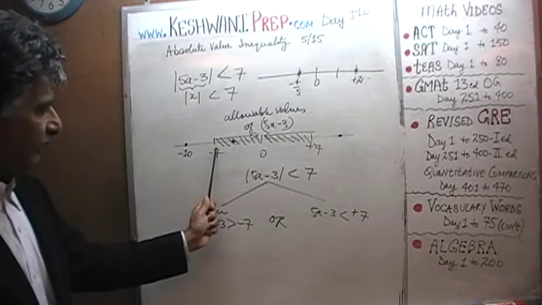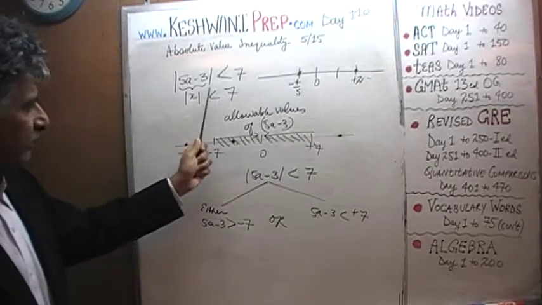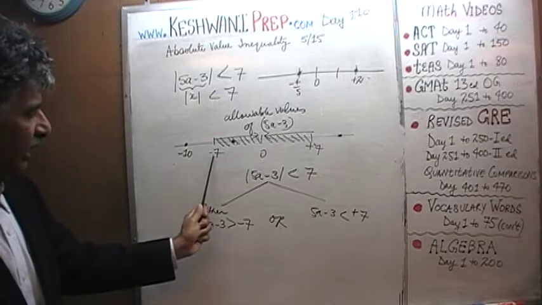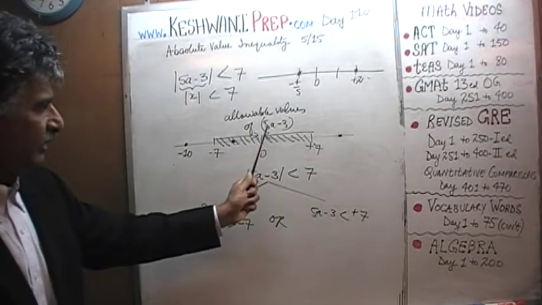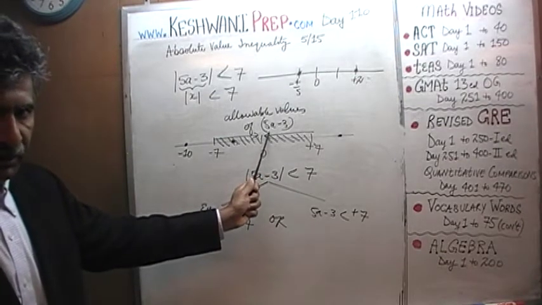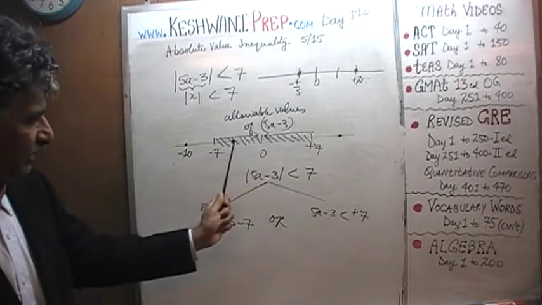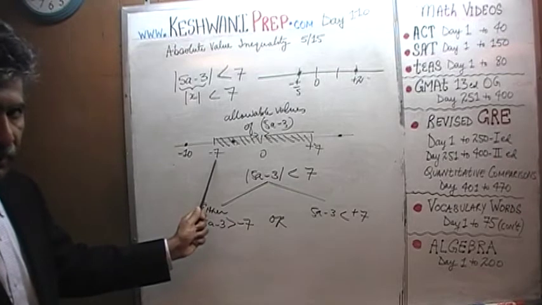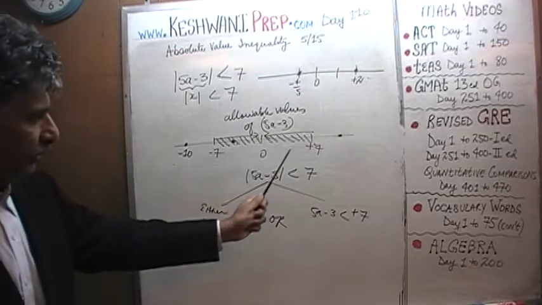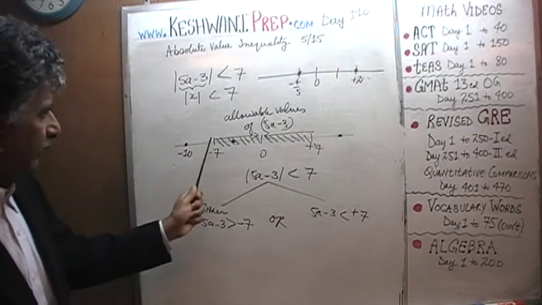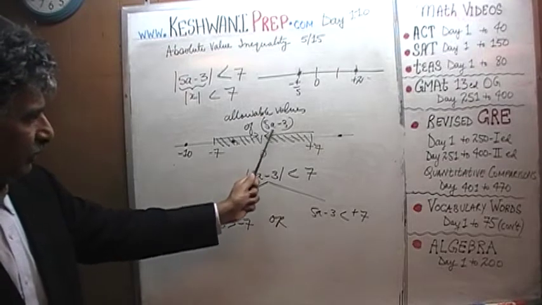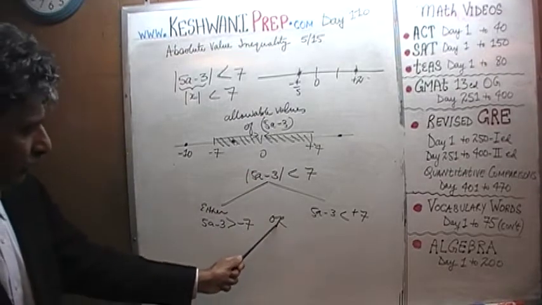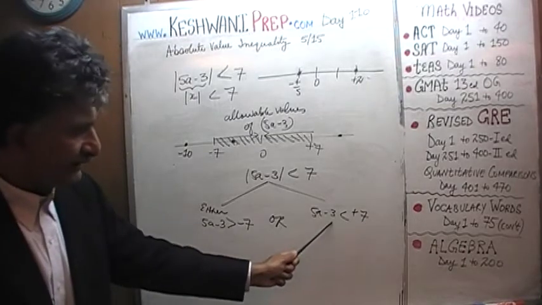It has to be either greater than negative 7, this quantity 5a minus 3, or it has to be less than positive 7. It has to lie between negative 7 and positive 7. The value of 5a minus 3 has to lie between negative 7 and positive 7. The way we show that is that we say 5a minus 3, whatever it is, has got to be either more than negative 7 or less than positive 7.